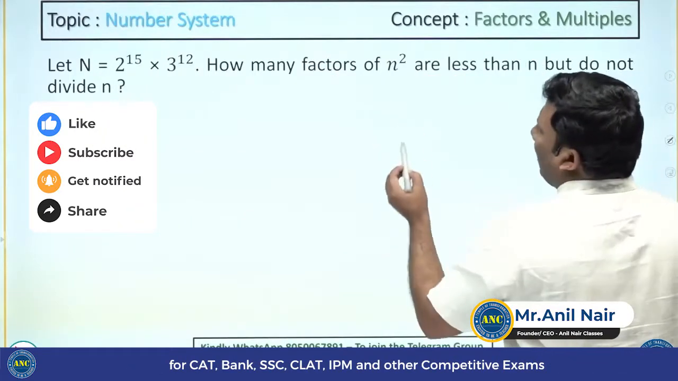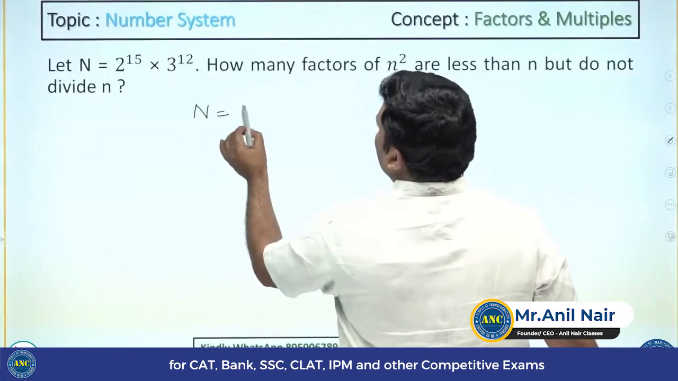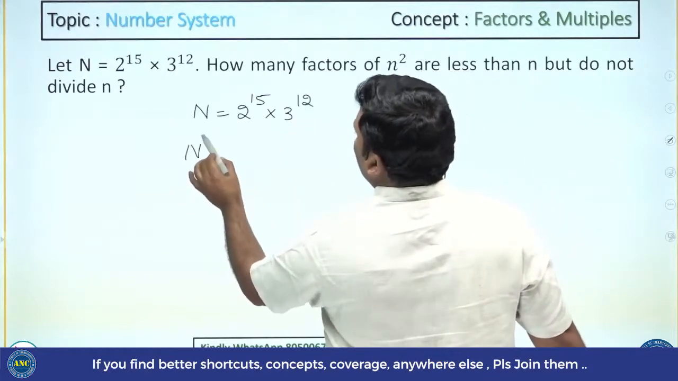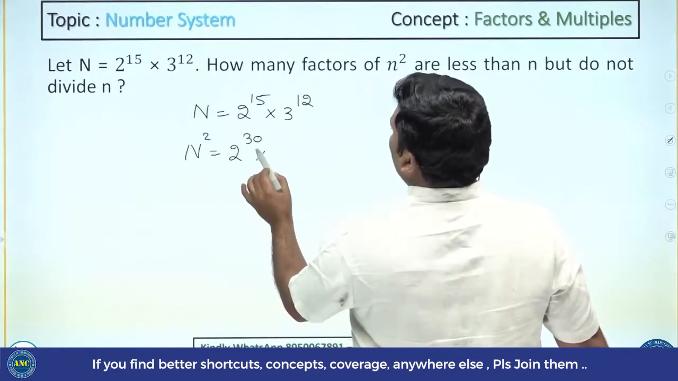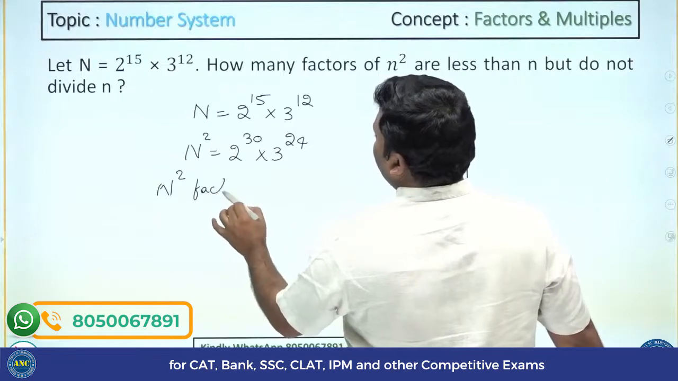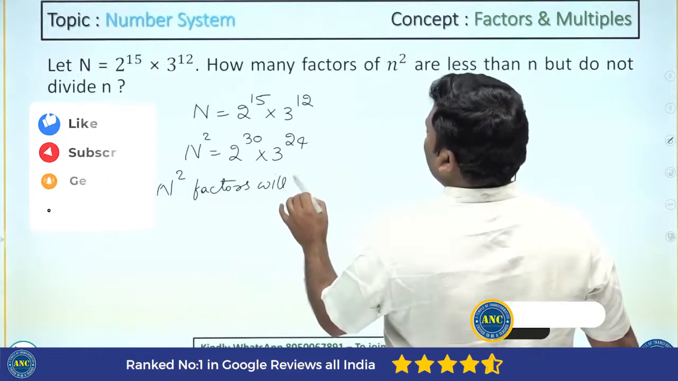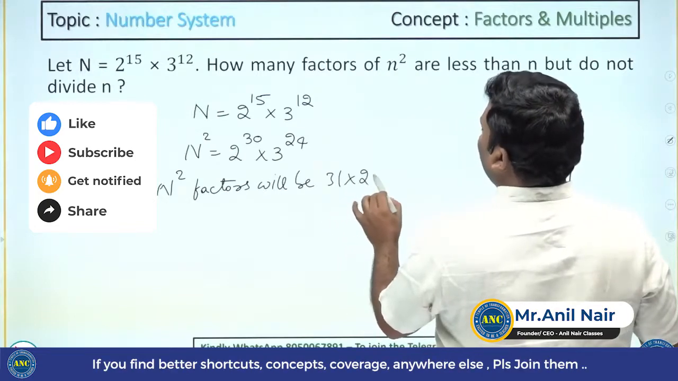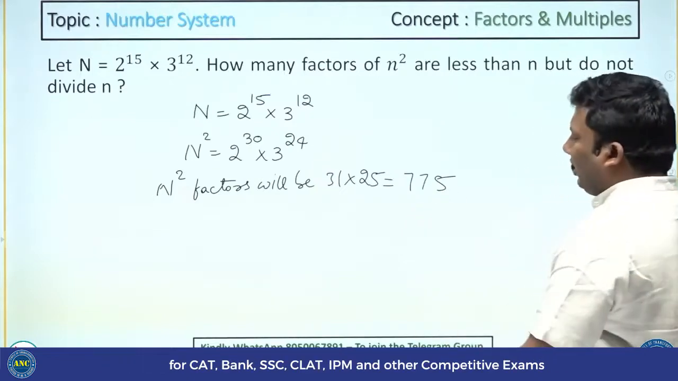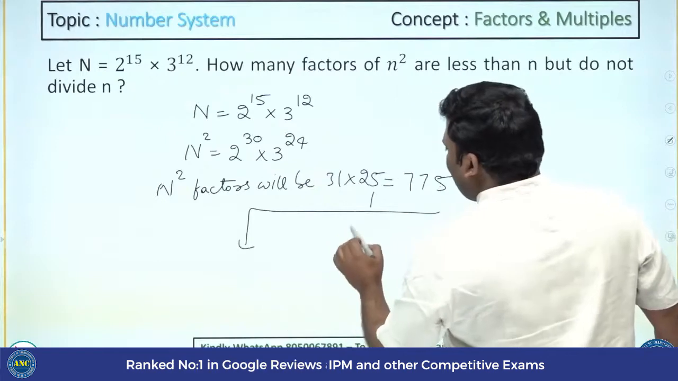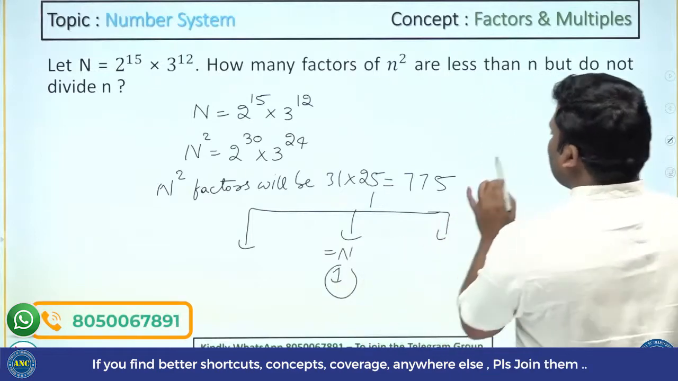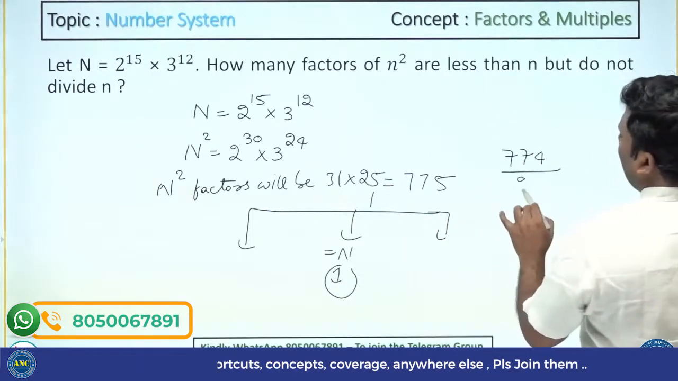Suppose the question is, again I am explaining, sir. N is 2 power 15 into 3 power 12. N square will become 2 power 30 into 3 power 24. N square factors will be 31 into 25. 25 ones are 25, 775. In that 775, one factor will be equivalent to n. Remaining 774, less than n, greater than n.